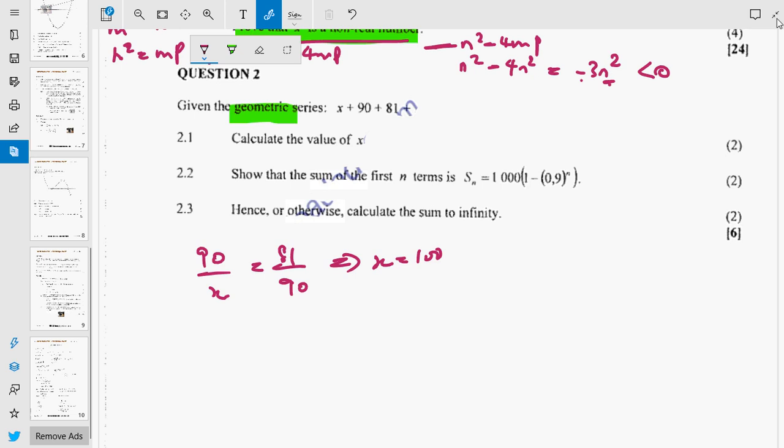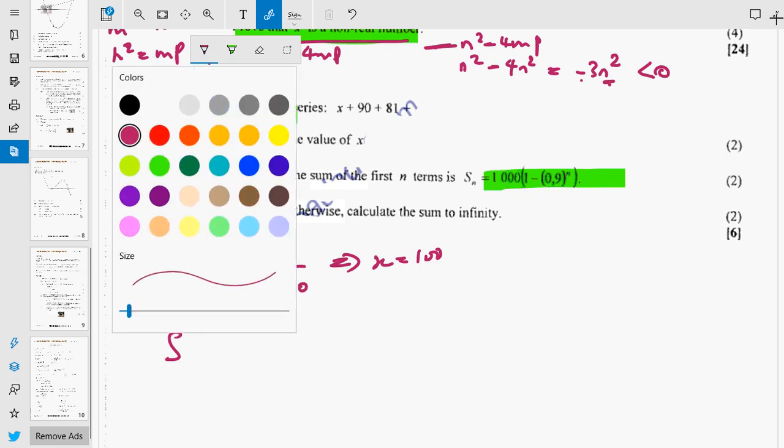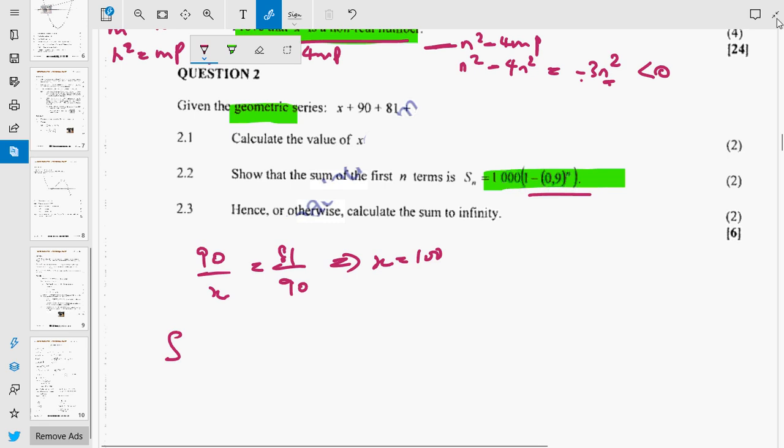And then 2.2, they say show that the sum to infinity is given by this expression. Now be very careful here. Actually it's not the sum to infinity, it's the sum of the first n terms. So they're saying show that the sum of the first n terms is given by this expression.